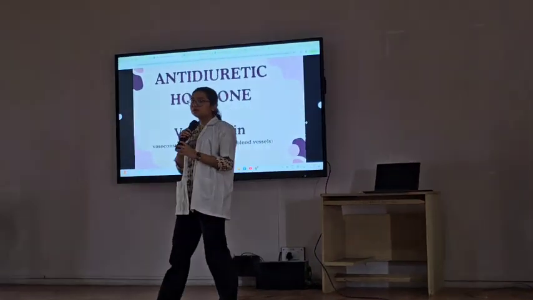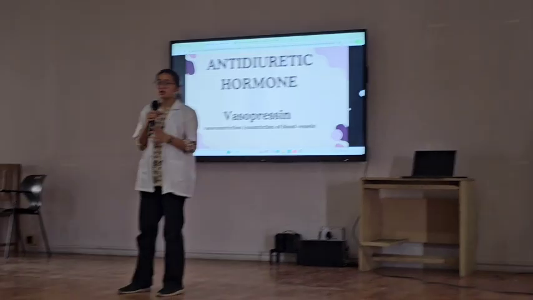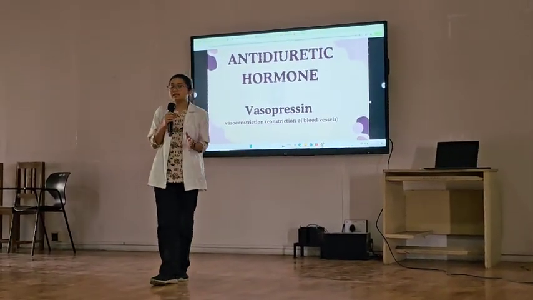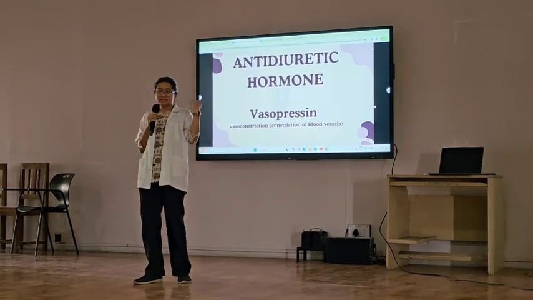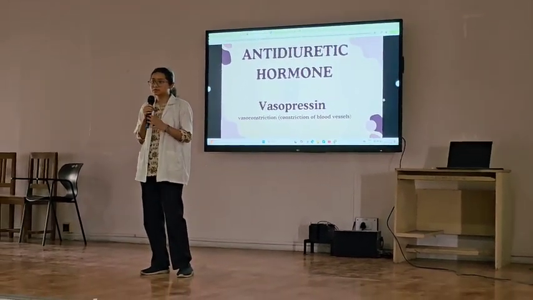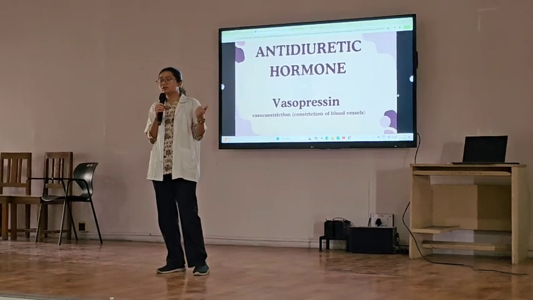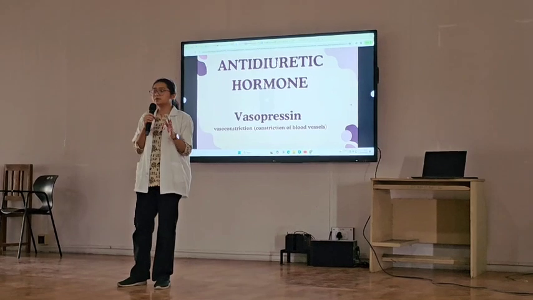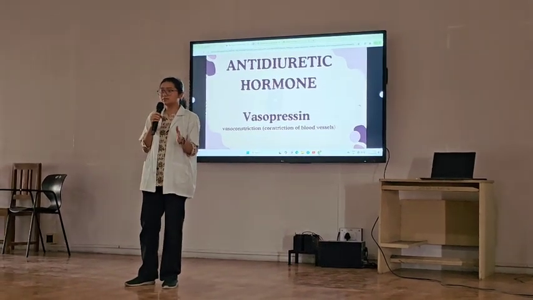So now, as we know that the posterior pituitary secretes two hormones, I will be dealing with the antidiuretic hormone. Here the word antidiuretic means any substance, or in this case a hormone, that decreases urine output and prevents diuresis. This hormone is also known as vasopressin as it is a vasoconstrictor. So both the names of this hormone are derived from its two main functions.